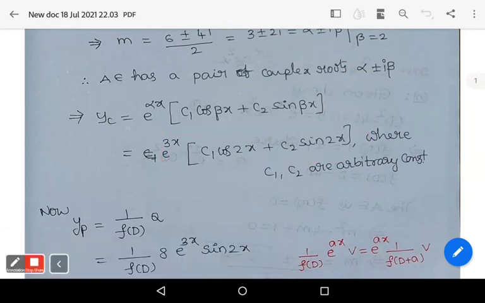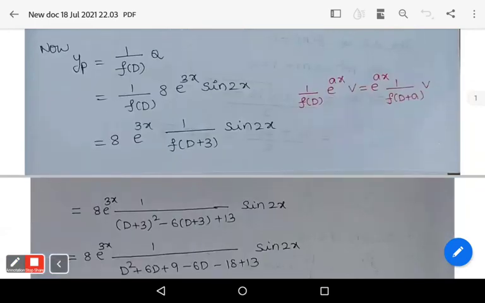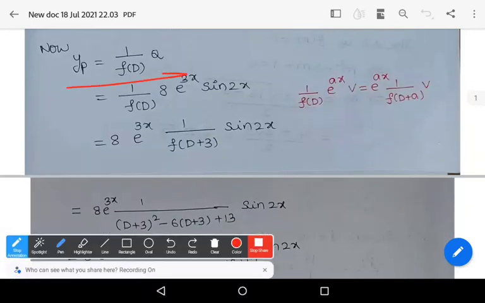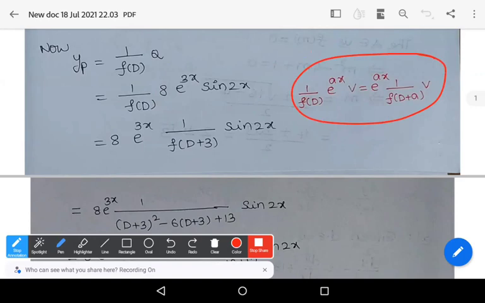Now calculate yp. Yp is equals to 1 by f of d into q, where q is equals to 8 e power 3x sin 2x. Observe that this is the formula, or this is the method: 1 by f of d into e power ax into v is equals to e power ax into 1 by f of d plus a into v. By applying this formula, this can be written as this.